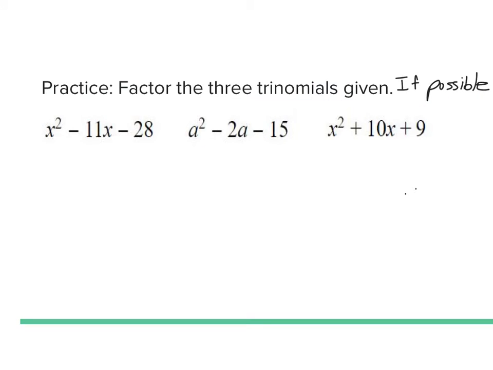Here are 3 questions for you to practice. Give them a try. Notice that I added if possible. So this says factor the 3 trinomials given if possible. There is one in here that is not possible, meaning you cannot find 2 numbers that multiply to the last term and add to the middle term. But take a look at them, see if you can figure it out. Push pause and then push play again to see if you got them right.